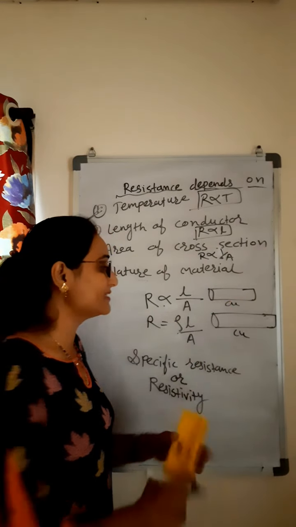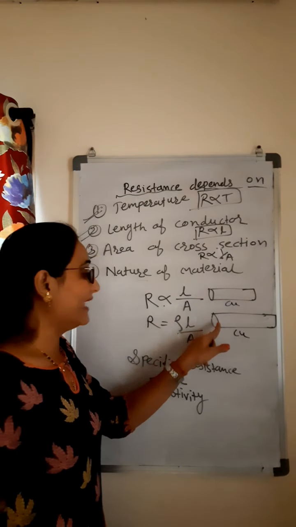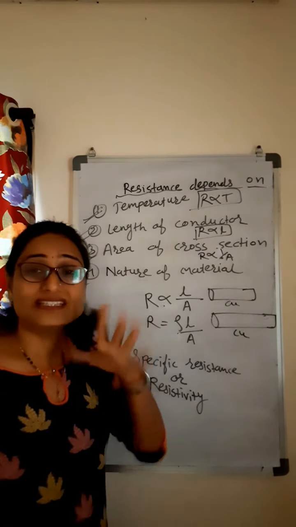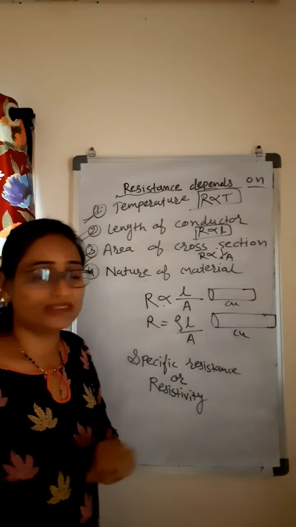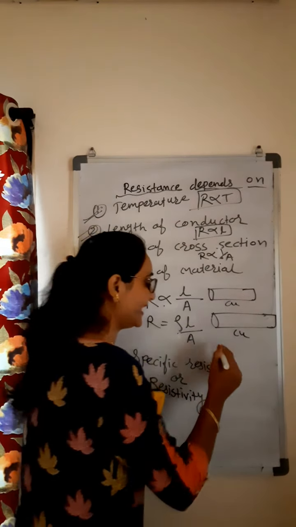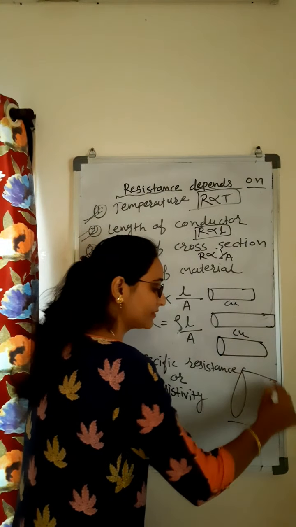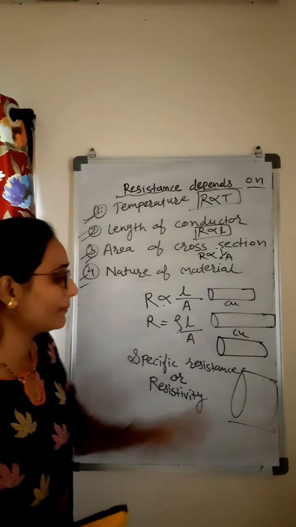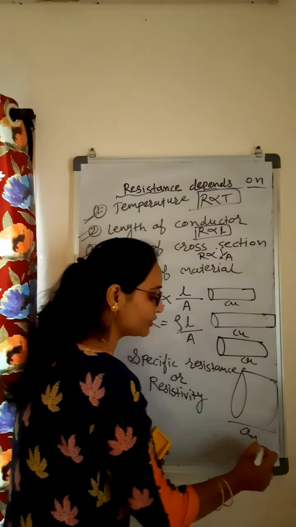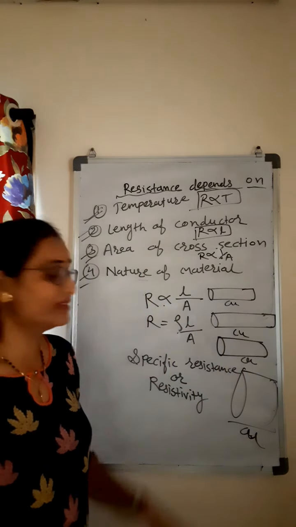When we connect them to the circuit, this wire and this wire will have the same resistivity. Resistivity does not depend on the length. Resistivity does not depend on area of cross section. If I take one thin wire and one thick wire, it does not depend. If they are made up of the same material, this is also made up of copper, this is also made up of copper, then their resistivity will be the same.